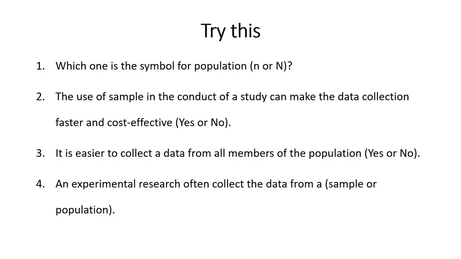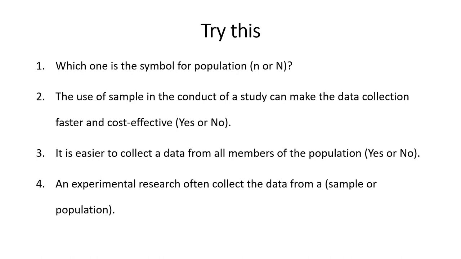Number one, which one is the symbol for population? Is it small n or the big N? Okay, you're correct. The answer is big N. Number two, the use of sample in the conduct of a study can make the data collection faster and cost-effective. Is it yes or no? Okay, the answer would be yes.